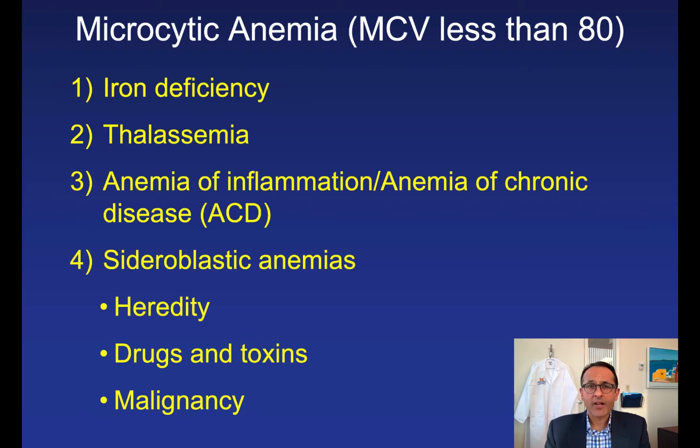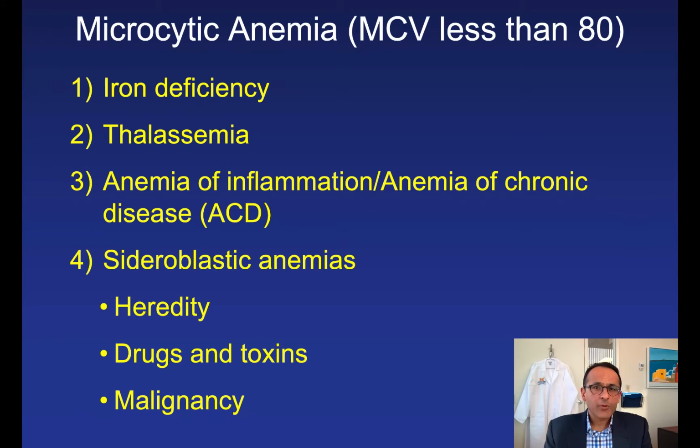The third cause of microcytic anemia is anemia of active inflammation or anemia of chronic disease. So this would be anemia due to certain types of malignancies or inflammatory disorders such as lupus or vasculitis or sarcoidosis, or even anemia of chronic disease, things that you don't think of being inflammatory, but like diabetes mellitus or congestive heart failure. It can also give you anemia of inflammation. And then finally, sideroblastic anemias, which are due to either you can be born with these, or it could be due to drugs and toxins like alcohol, or certain malignancies.